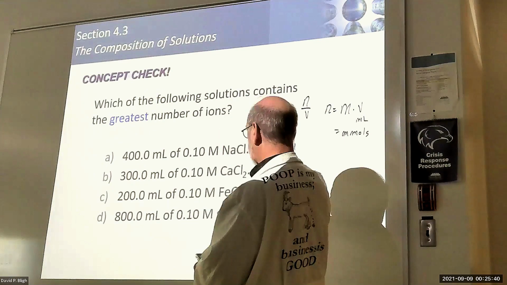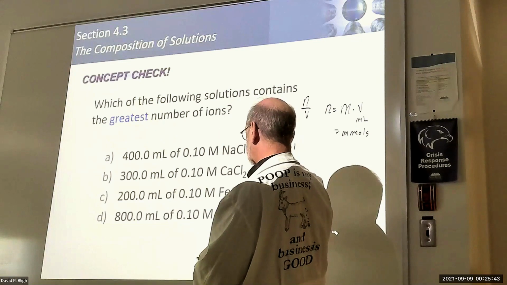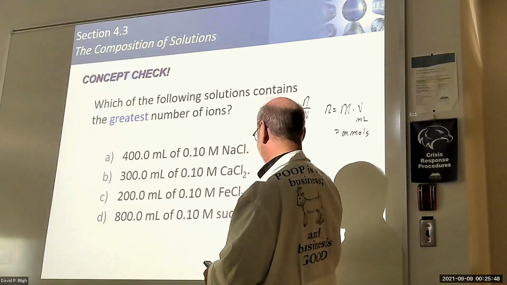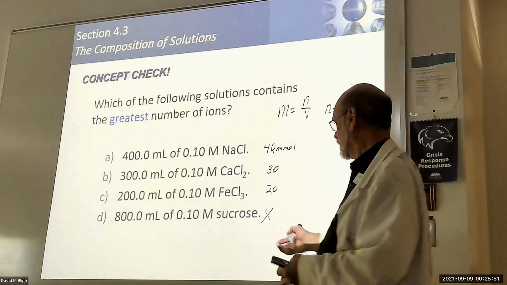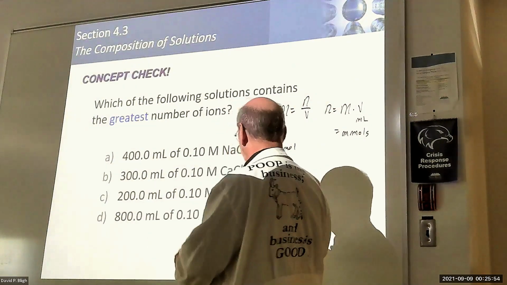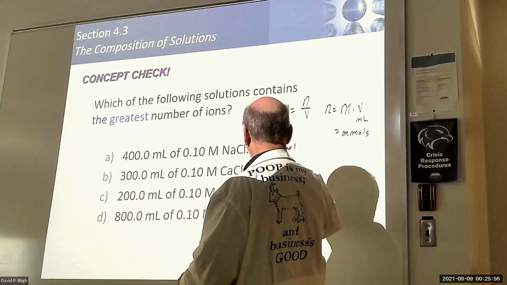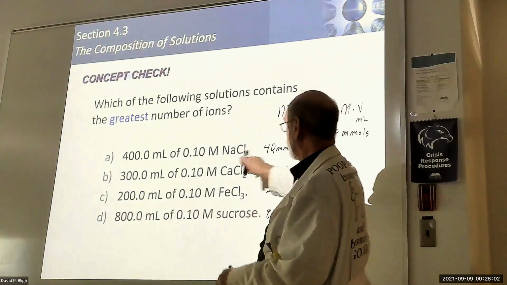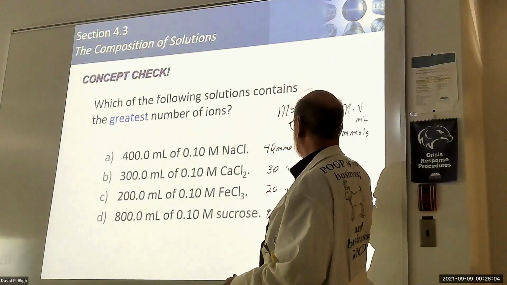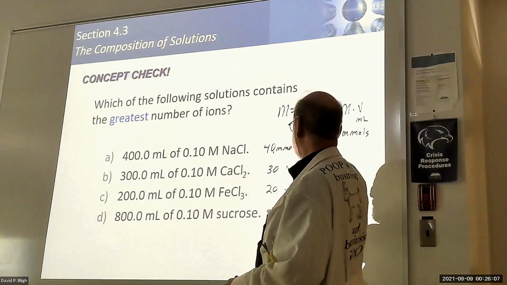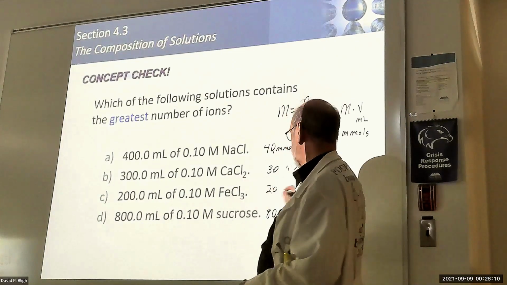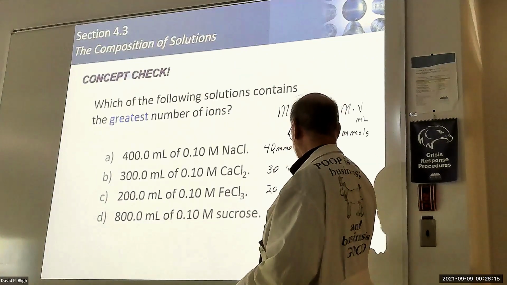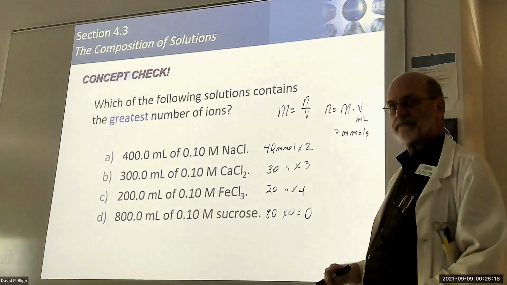And this one we get 30. And this one we get 20. And this one we get nothing. Right? Because it doesn't, well, no, we do. Excuse me. I take that back. We get 80. We get 80 millimoles of the compound. But what's the number of ions? This one is 1, 2. This one is 3. This one is 3 plus 1 is 4. And this one is 0. Right. Sucrose makes no ions.